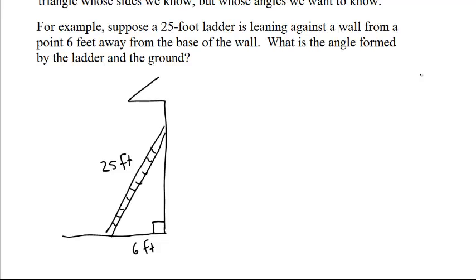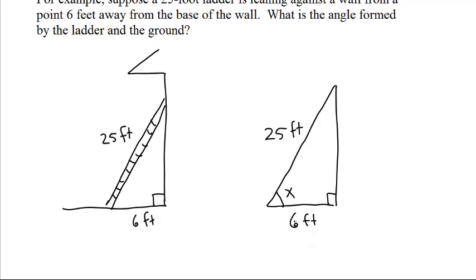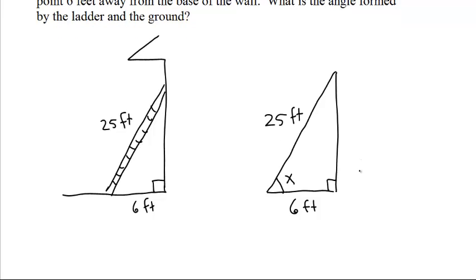So if we want to simplify this picture, we say we have a right triangle, 6 feet across the base, 25-foot diagonal. Now, if we want the third side, we can use the Pythagorean theorem for that. But what we want here is to know what this angle is. Well, what do we know?